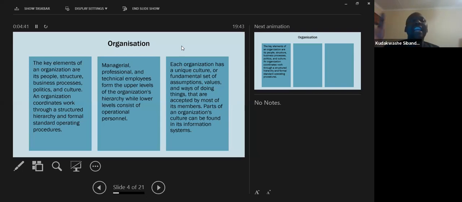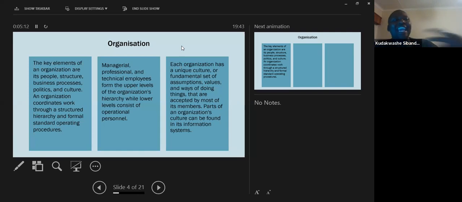So we are saying the key elements of an organization are its people, right? The people itself. So you see that these dimensions are interlinked, because an organization cannot exist without the people, right? So people also make up the organization. And then the organization is also made up of the infrastructure, right? It can be technology infrastructure, it can be physical infrastructure like buildings and so forth. So you see that these dimensions are interlinked, they are together, right?